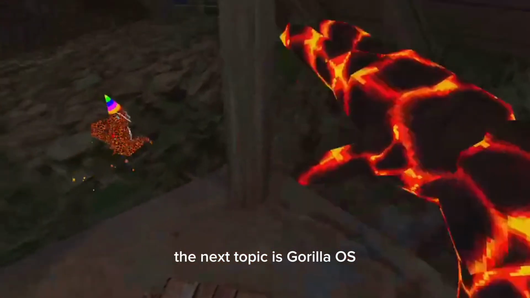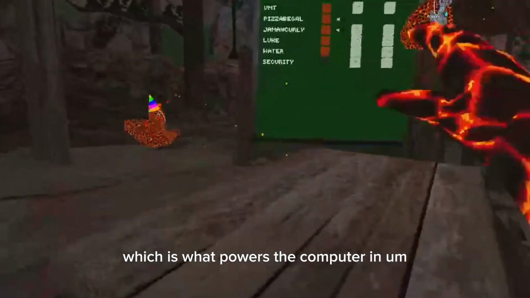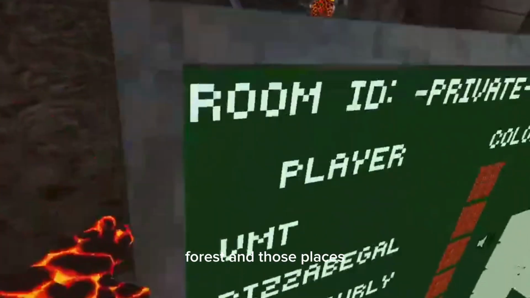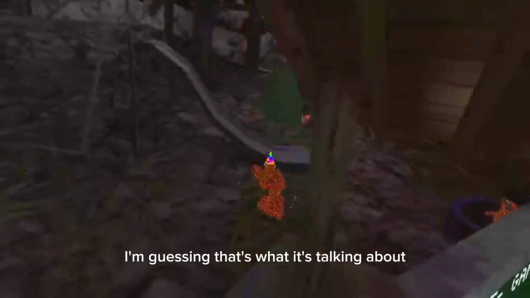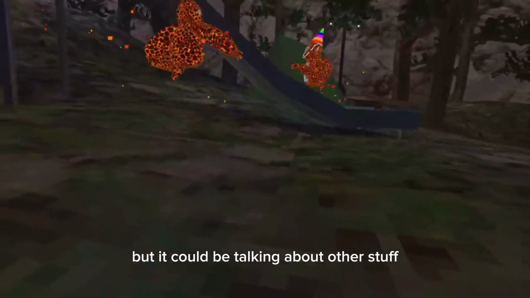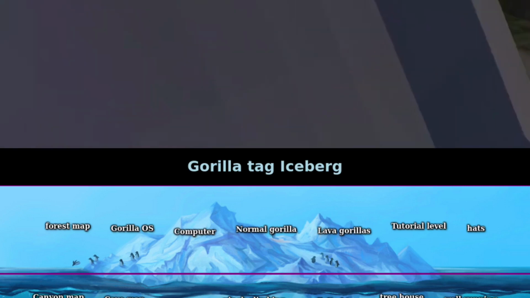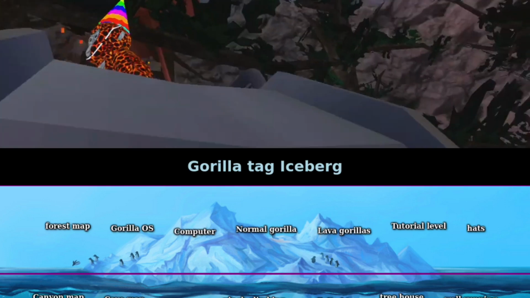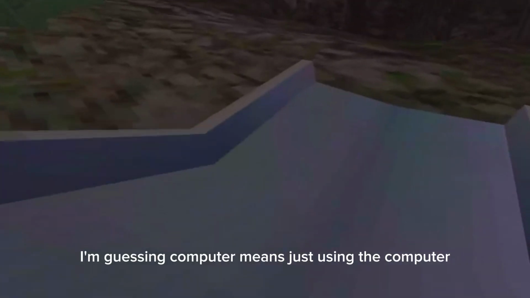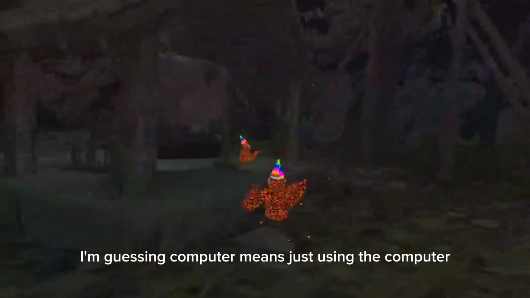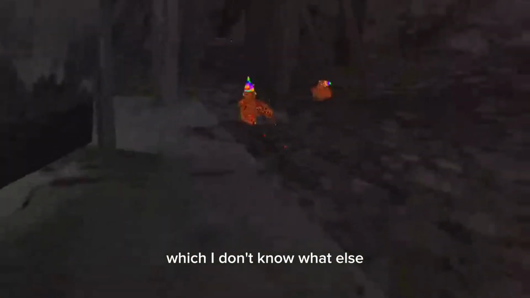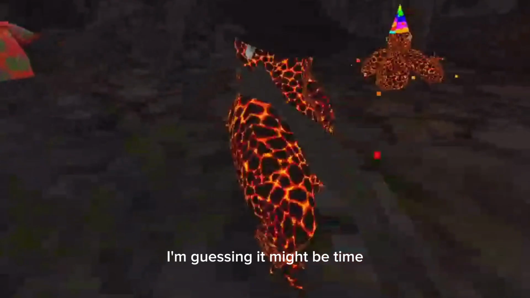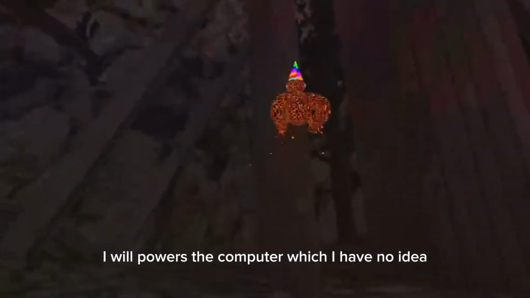The next topic is Gorilla OS, which is what powers the computer in forest and in those places. I'm guessing that's what it's talking about, but it could be talking about other stuff. I'm guessing computer means just using the computer, which I don't know what else. I'm guessing they might be talking about what powers the computer, which I have no idea.